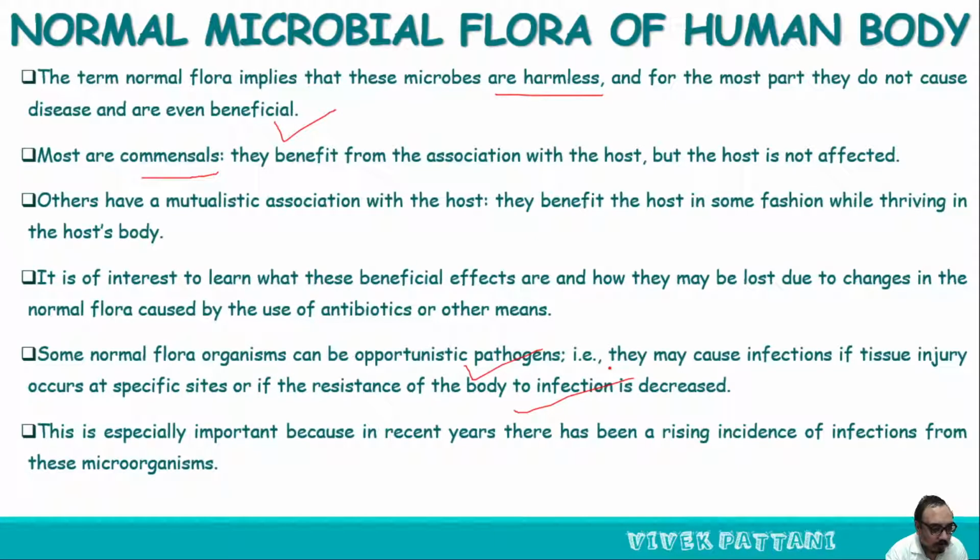The term opportunistic pathogens for some of the normal flora is especially important because in recent years there has been a rising incidence of infections from these microorganisms, but the main reason is the lifestyle of human beings, the change in the pattern of food, and also the overuse of antibiotics or any chemicals which basically limits the growth of the human microbial flora.